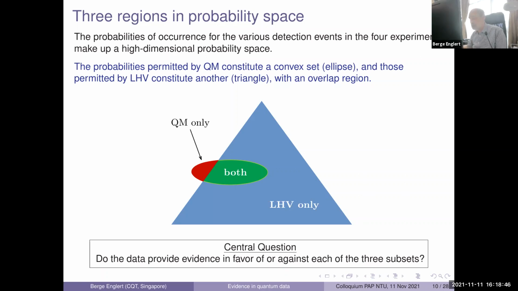But now you can also invoke the local hidden variable description that gives you a different set of probabilities. They occupy a different portion of the probability simplex, here symbolized by this triangle. And then there is an overlap region where you have probabilities that could derive from quantum mechanics or could derive from the local hidden variables. So now the question is, for these three regions, do the data provide evidence in favor or against each of the three subsets of probabilities? This is the question that we are asking, and we see what the data tell us.